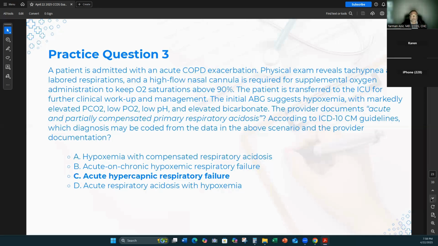But what about the COPD? You would also go ahead and code the... Wouldn't it be acute and chronic? That's where I pull the acute and chronic from, because of their COPD. But remember, not every patient with COPD has chronic respiratory failure.